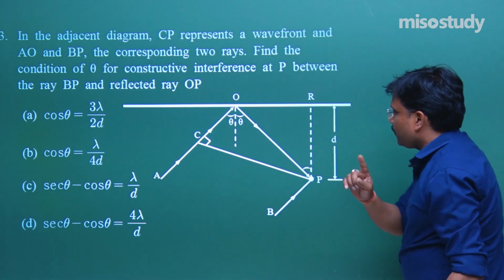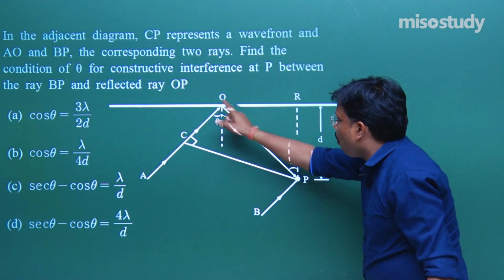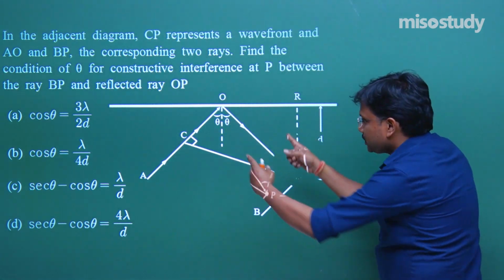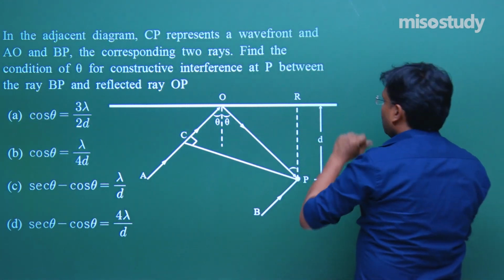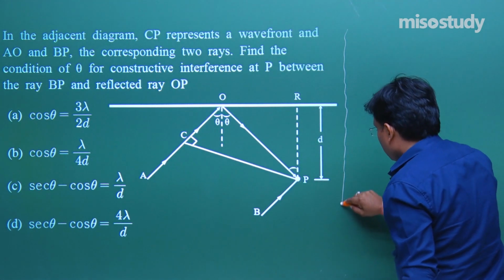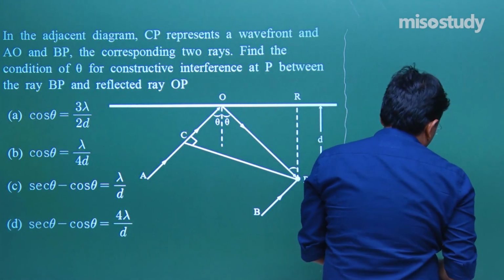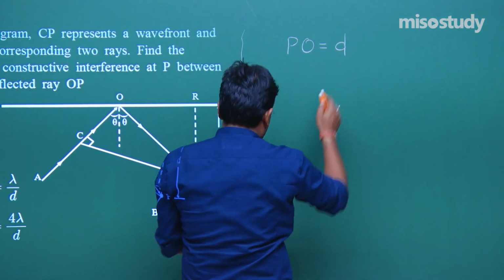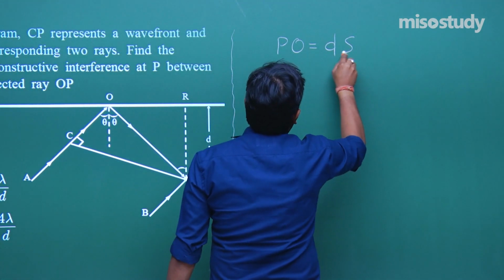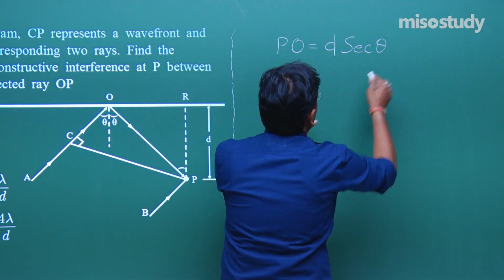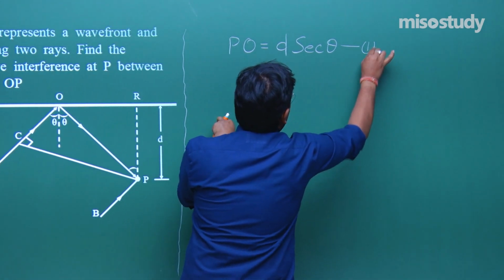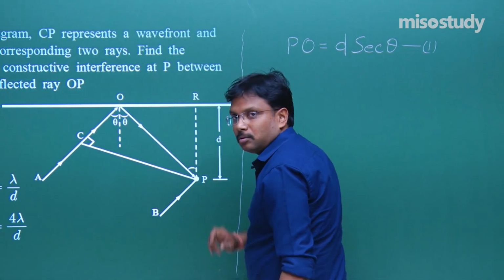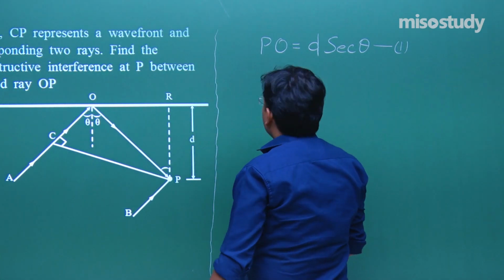Even if I am writing like this, you can easily watch it. So when I say names like CO or BP or PO, at that point of time you just take a look at this diagram. Okay. So now let me write down the expressions. Now in this particular question, PO is equal to D sec theta, let us say equation number 1. PO is equal to D sec theta.